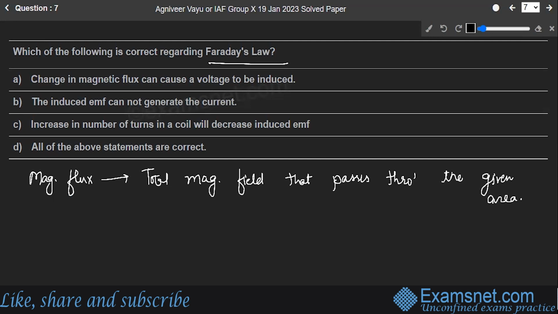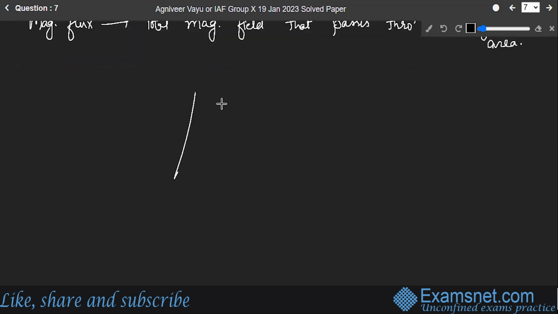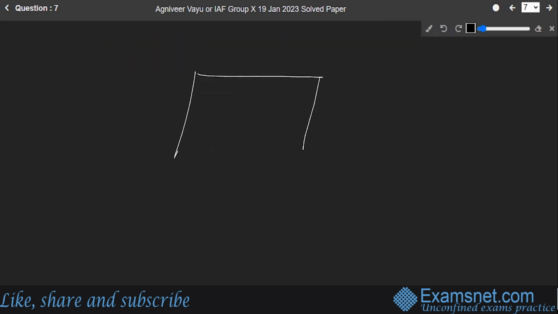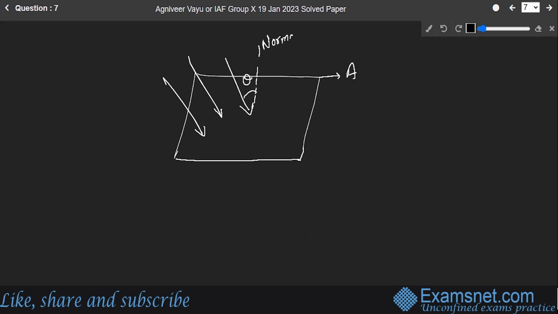If we choose a simple flat surface, which is having the area A, and there is an angle theta between the normal to the surface and the magnetic field vector. Let's make the magnetic field vector, and here is the normal. Theta is the angle between the normal and the magnetic field vector. This is having the magnitude of B. So the magnetic flux is given by B A cos of theta.